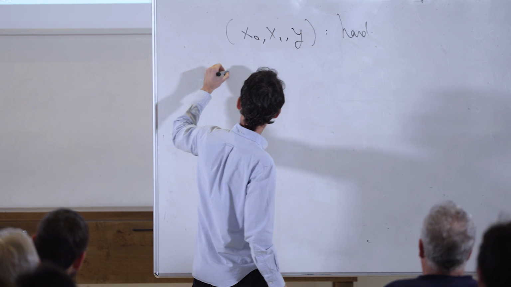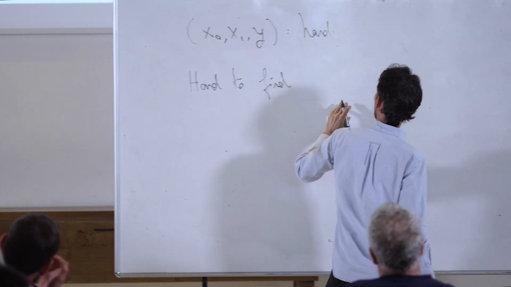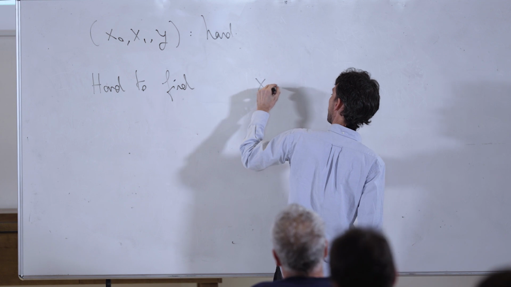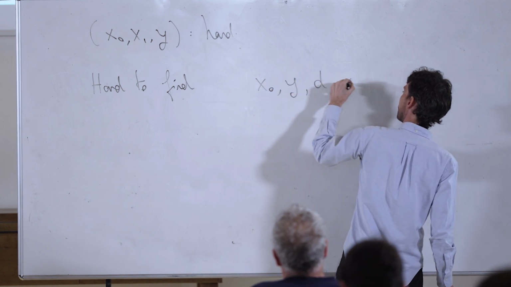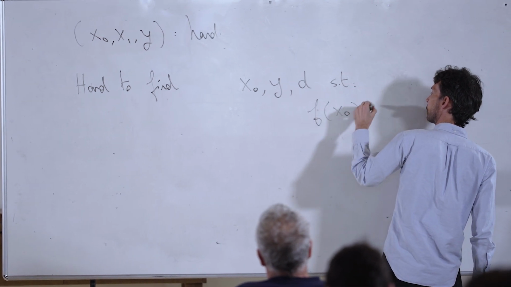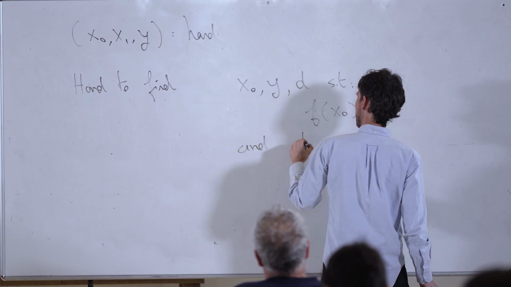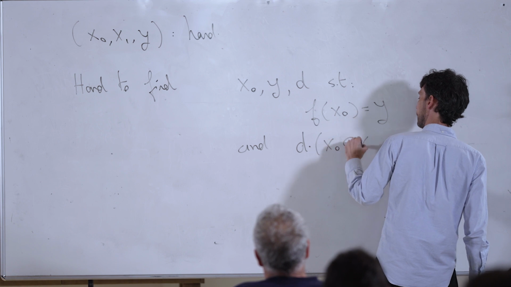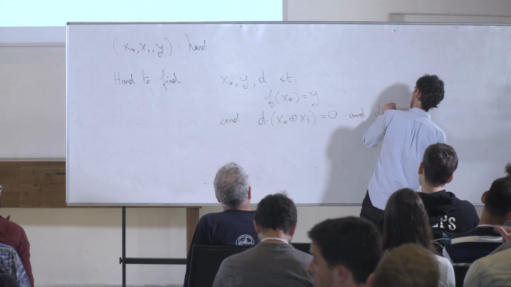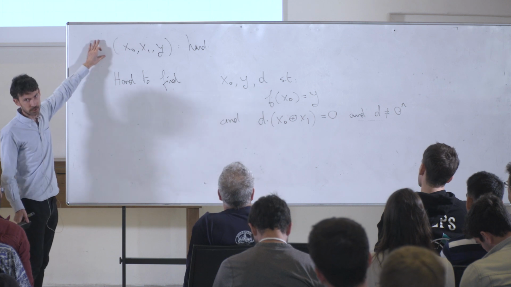So it's hard to find x0, y, d, such that, and there are going to be two conditions. The first one is that the function maps x0 to y, and the second is that the equation d is a valid equation in the parity, and d is not the zero string. This is a strengthening of this condition, okay?